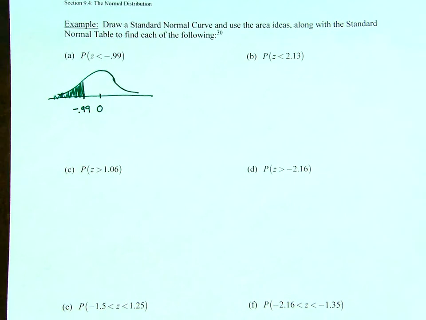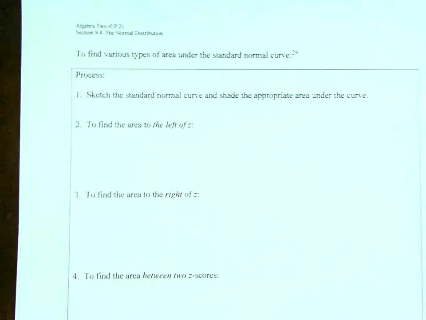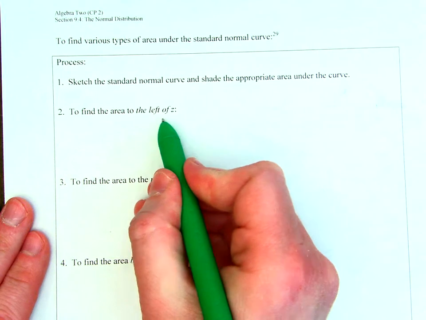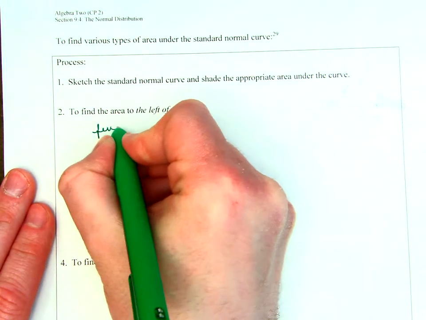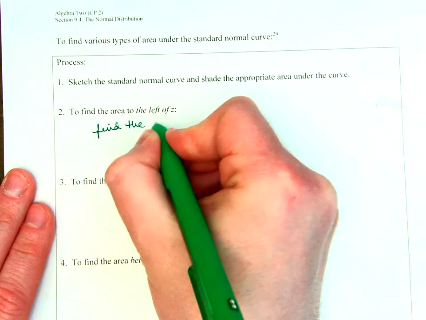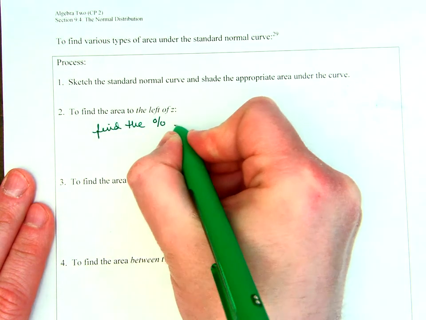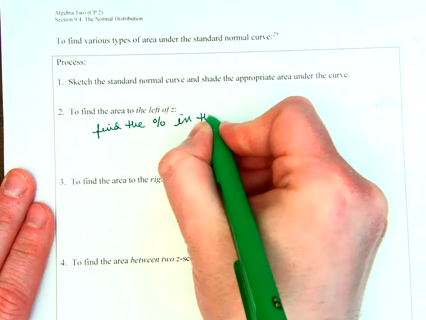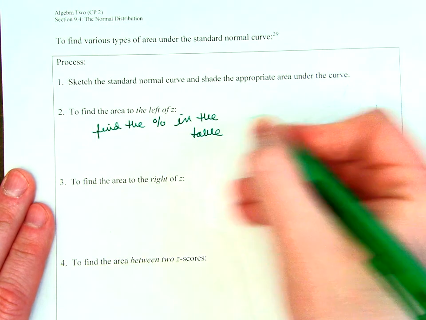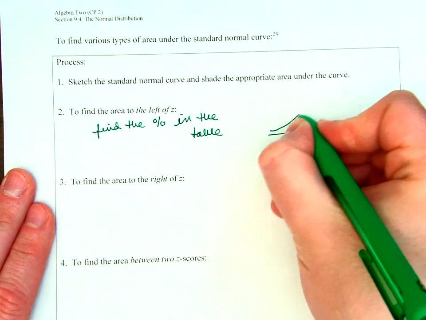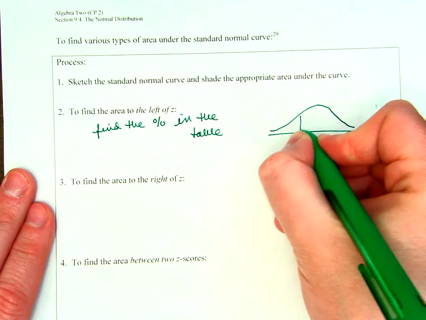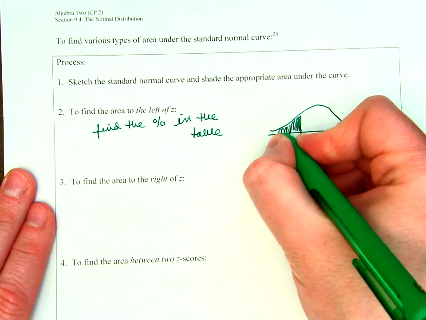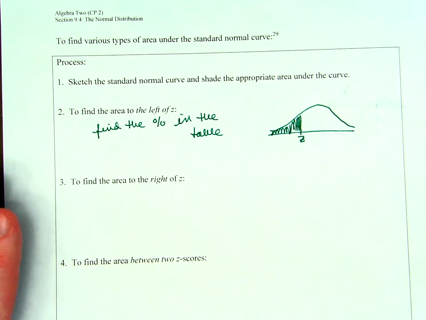Let's go back to page 31 for a moment. Anytime that I want to find the area to the left of a particular z-value, all I do is just find the percent in the table. That's all I'm going to do. So if I have something like this with a z-value over there, I'm just going to look up that z-value in the table, and it will give me exactly what I'm looking for.